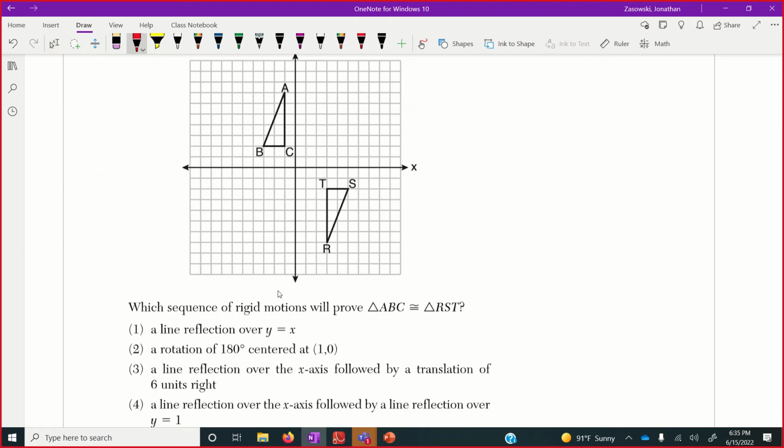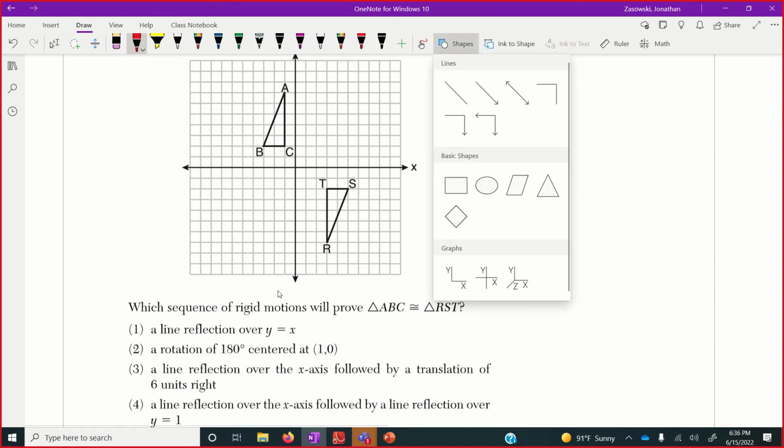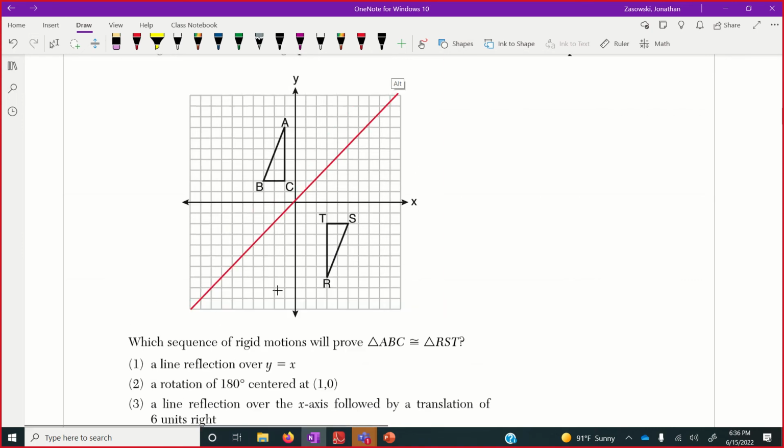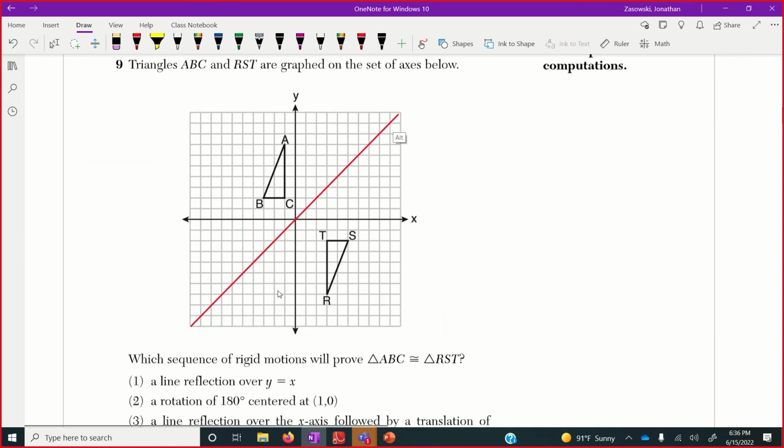So remember, for a reflection over the line y equals x, the rule is you just switch the coordinates. And the line y equals x just goes right up through 1, 1, 2, 2, 3, 3. So it's going to be this line right here. Imagine taking your pen and folding it over that line. This point C is going to go here, or here. So it's not going to be where T is. So that's not going to work. We can rule out number 1.